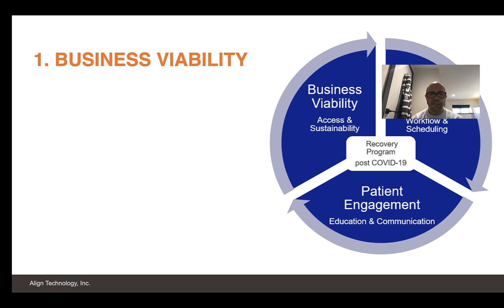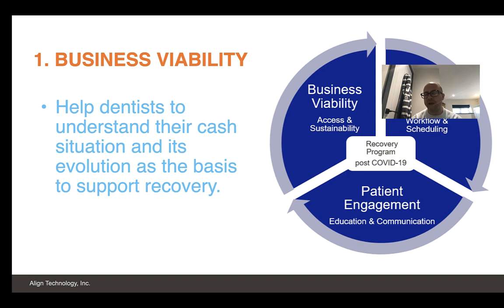Let's just have a little look at this graphic that was sent to us by Invisalign. So it's one of their 3 core messages that they feel is part of the recovery process for all practices right now. So the first of those is business viability, and what that really means is before we start getting creative about the ways that we can rebuild our practice, we've got to make sure that we have cash flow. So we're going to help dentists understand that their cash situation and its evolution is key to the basis of supporting their recovery. So you need to have some cash in the bank if you're going to plan any of these things. Hopefully that's obvious, but let's put it out there.